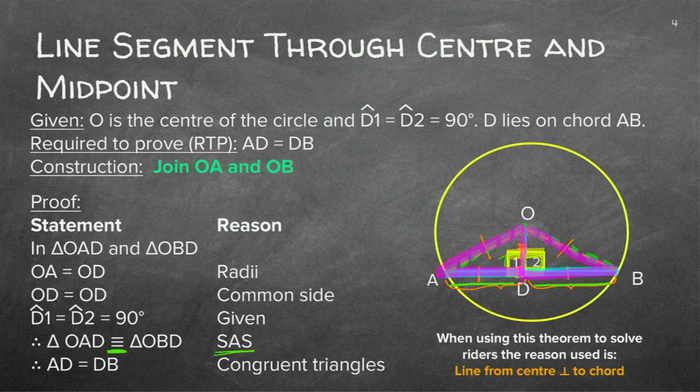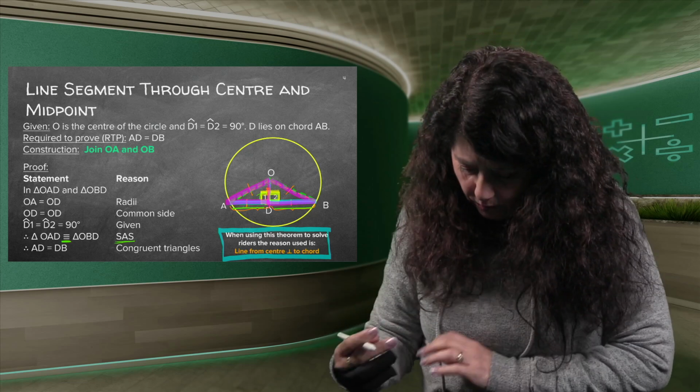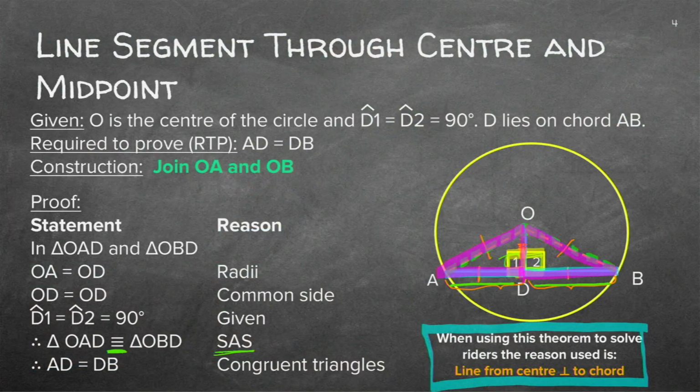If you need to give reasons when using this theorem to solve the riders, the reason used is line from center is perpendicular to chord. Remember, we've shown you how to work it out, and this is the reason why you can say that.